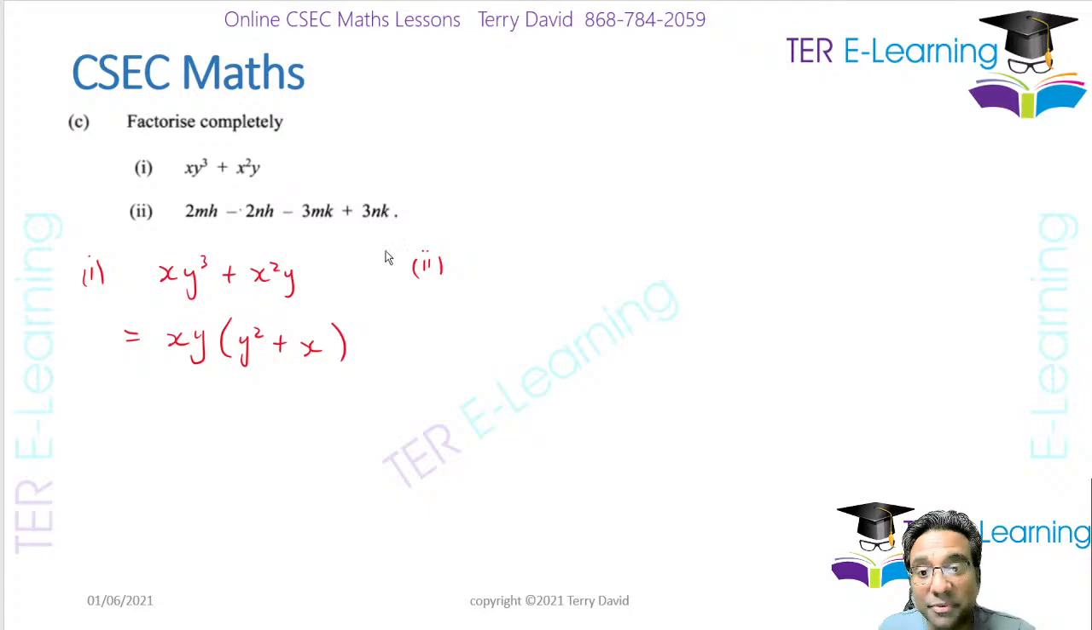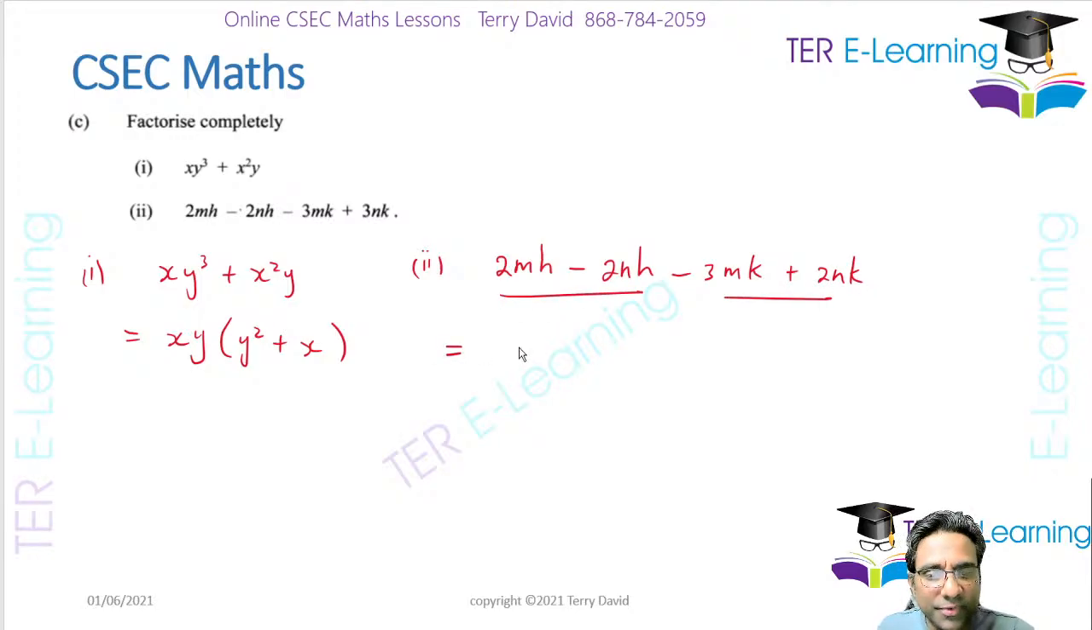For part 2, you have 4 terms. So just by looking at it, you realize, wait a minute, this has to be factorizing by grouping, right? So 2nh minus 3mk plus 2nk. So we're going to factorize this and factorize this. So the first 2 terms, you can factor out 2 and h, and then this is going to be m minus n. Then if you factorize the next 2 terms, what can we factor out? k.